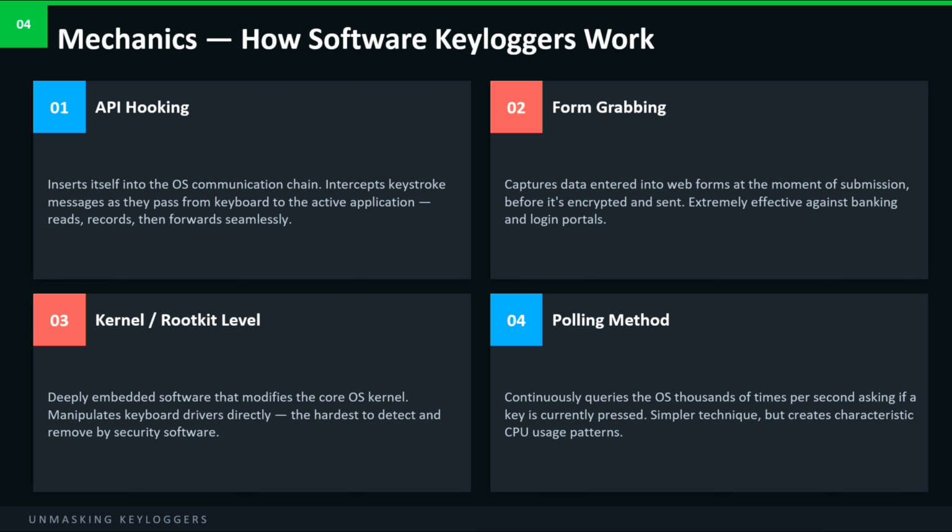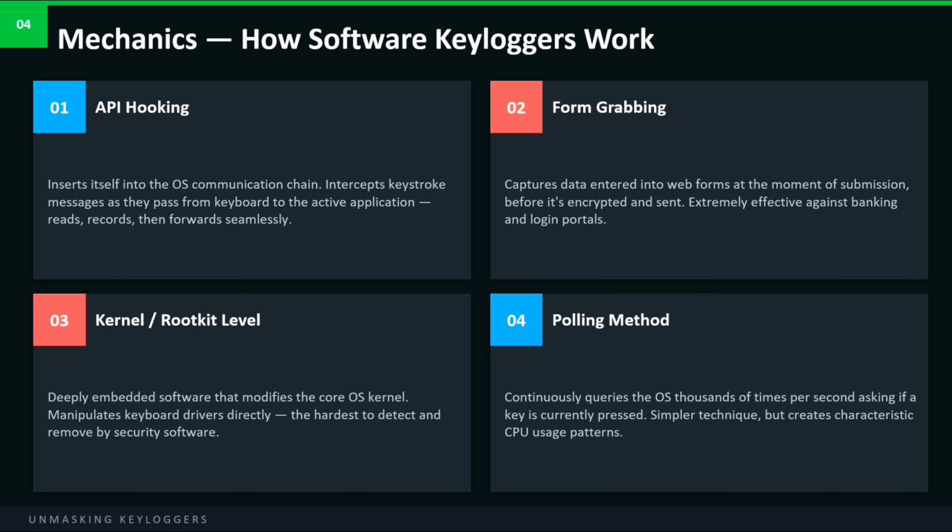Second technique is form grabbing. It captures the data which you enter into website forms, for example when you are filling in bank details or an account number on a form in a web browser. This one specially targets web browsers. It will defeat HTTPS. Why? Because it intercepts data at the exact moment when you click the submit button of the form.